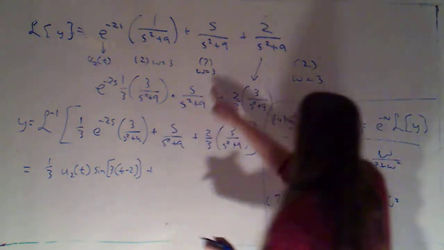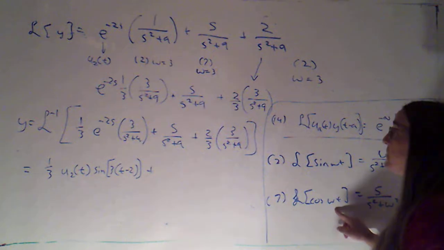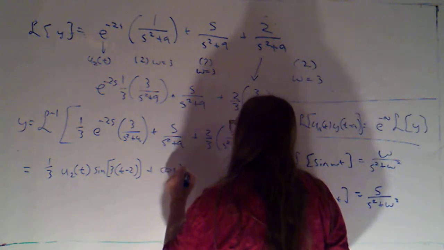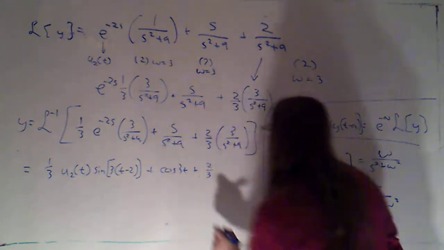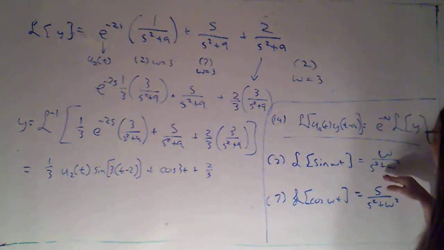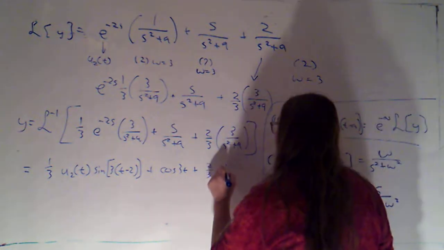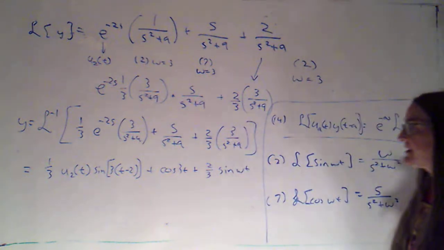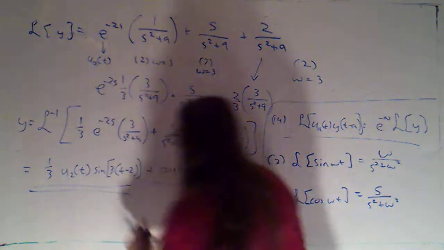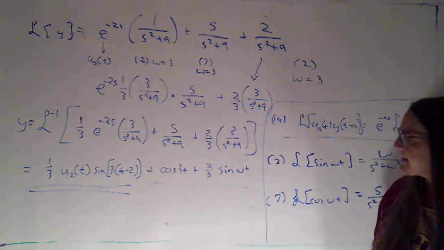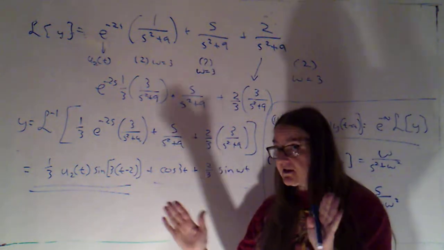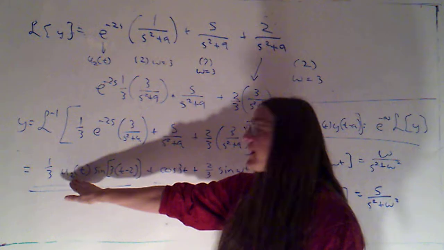This piece we said was a match for formula 7 for cosine omega t with omega equaling 3. So that's just going to be cosine of 3t, and this is 2/3. This was a match for formula 2, sine omega t, with omega equaling 3. So 2/3 sine omega t. So again, here's my natural response. This is my forced response. Now notice what's happened here is, again, we applied the heaviside function at 2. So the forcing function wasn't on until time 2. It gets turned on at time 2.